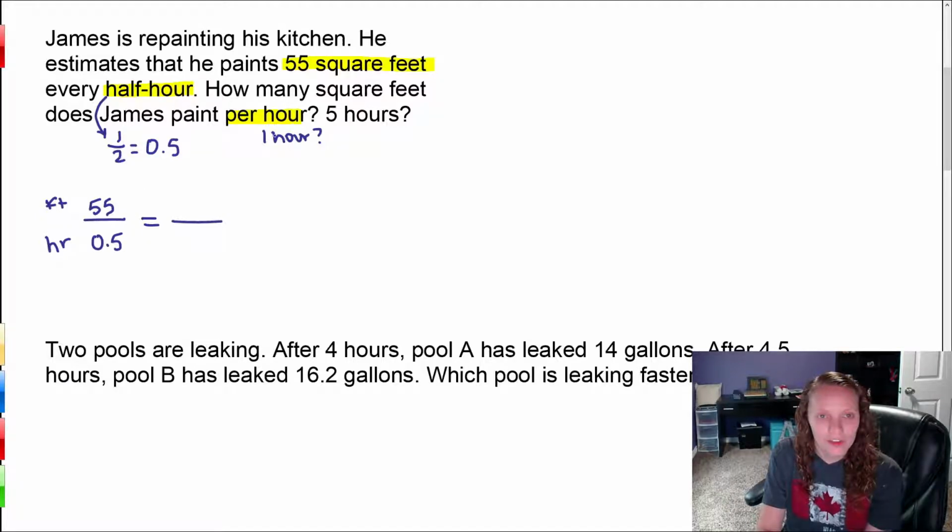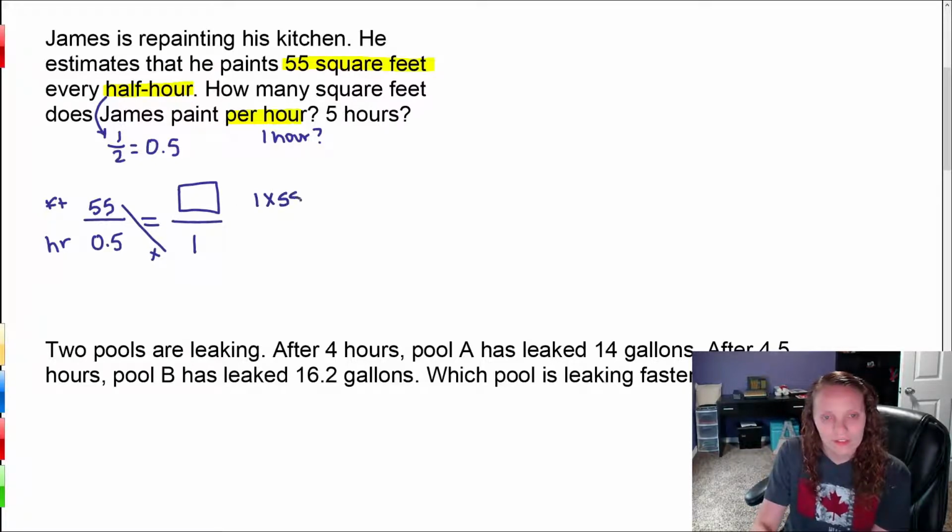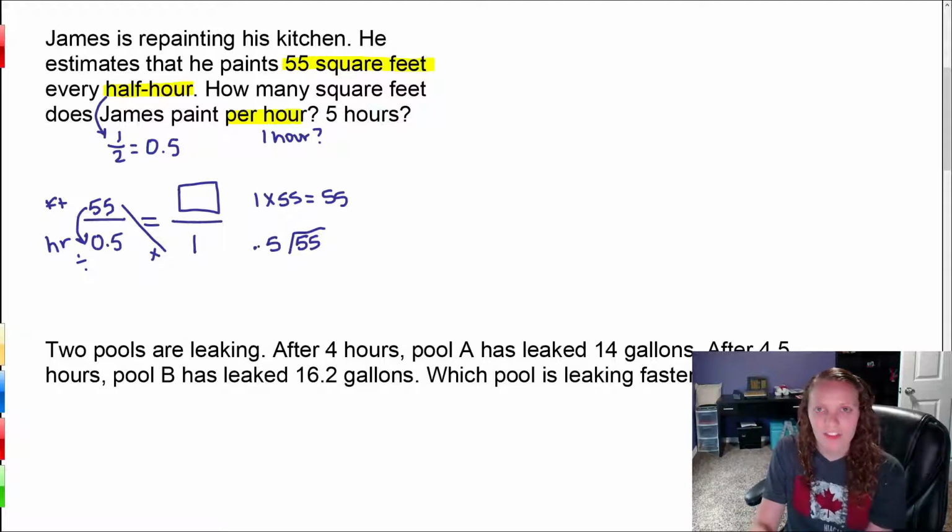And then we want to know for just 1 hour, so here's hours, I'm going to put the 1 in the other fraction, and we are solving for the numerator. So we're going to crisscross multiply, so 1 times 55 is 55, and then we're going to divide that by 0.5. Now we can't have a decimal outside of the division, so let's move it over once, and that means we move the decimal over once on the inside.